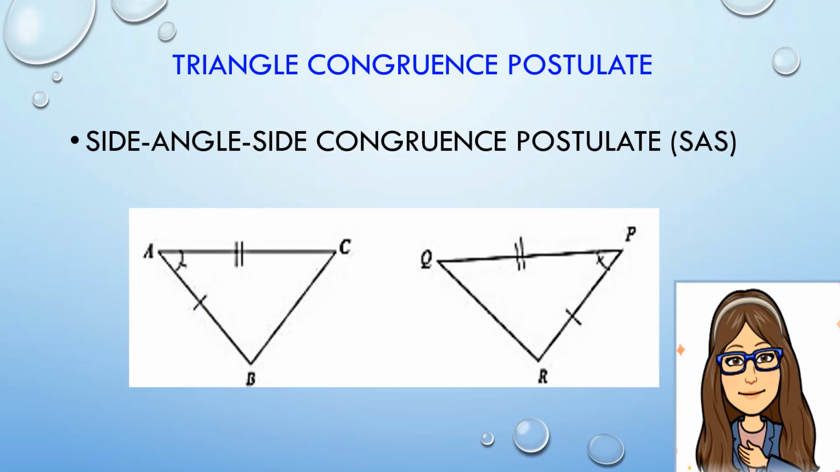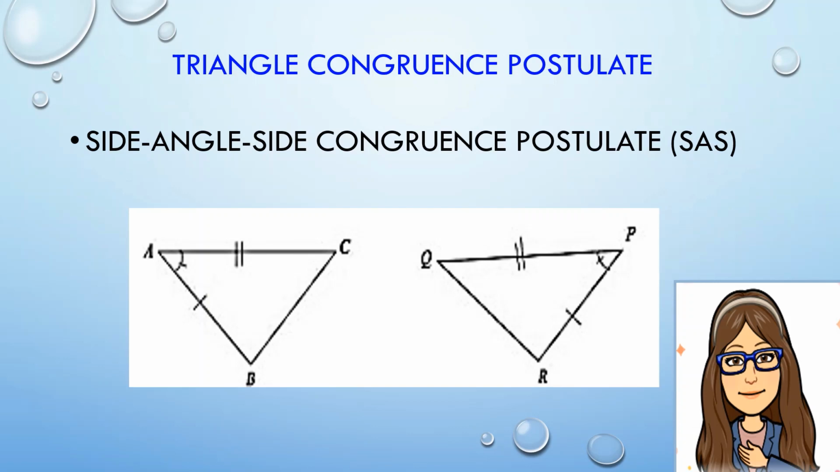The two corresponding sides with one tick mark have equal length. That is, segment AB is congruent to segment PR. The corresponding sides with two tick marks also have equal length. Segment AC is congruent to segment PQ.